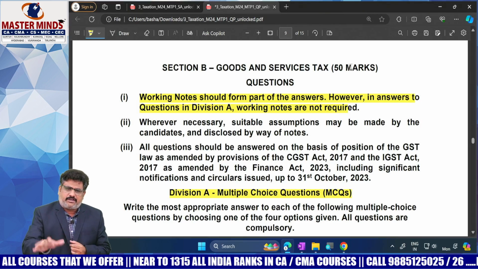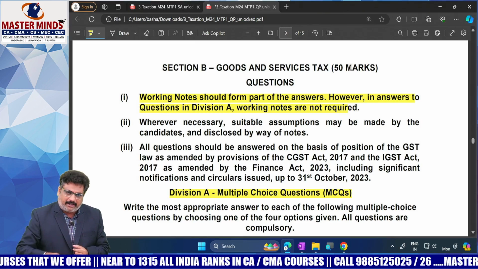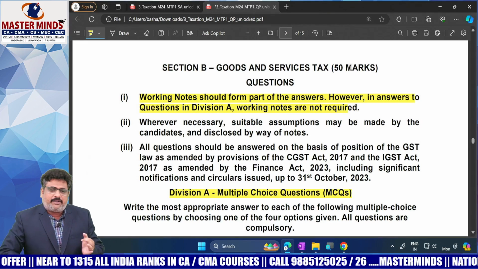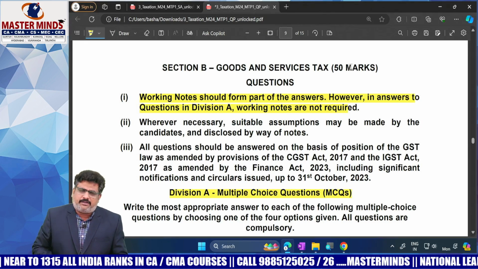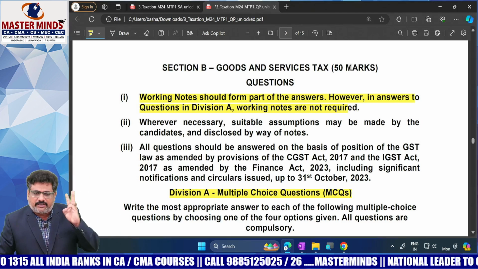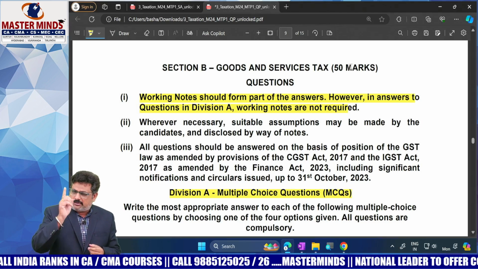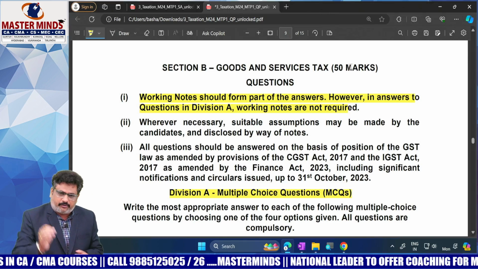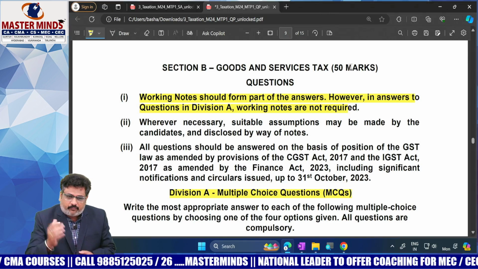Let's say the question is asked for some 5 marks. Let us assume like that. If you write everything right, but there is no working note, at most out of 5, only 3 marks will be given. That's why it was clearly stated here that working notes must form part of your answer in order to get the full marks.